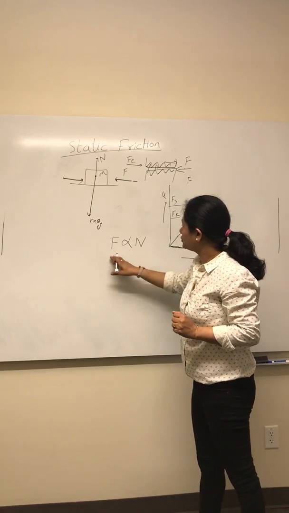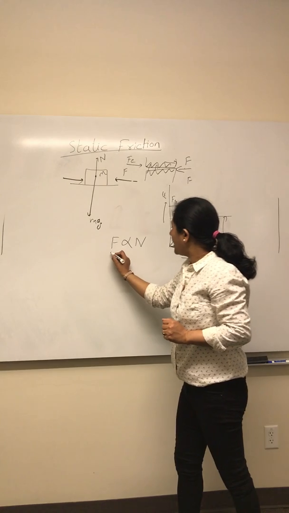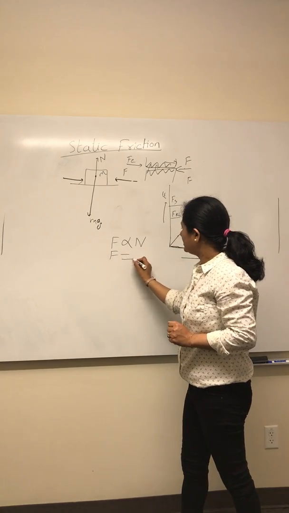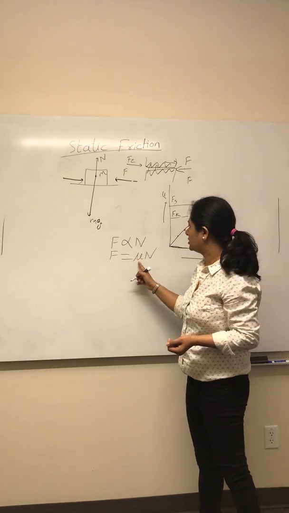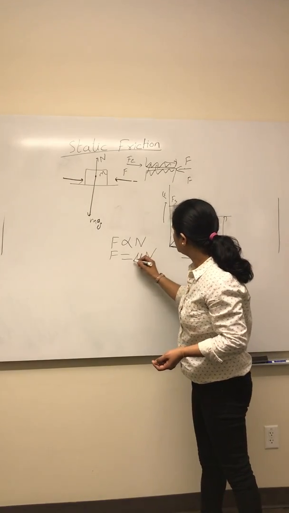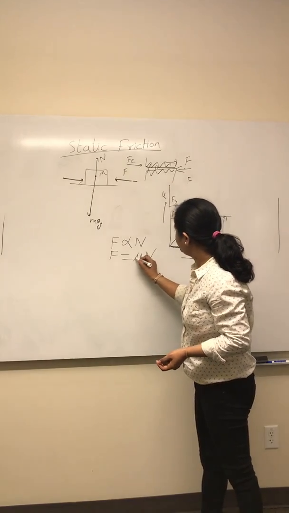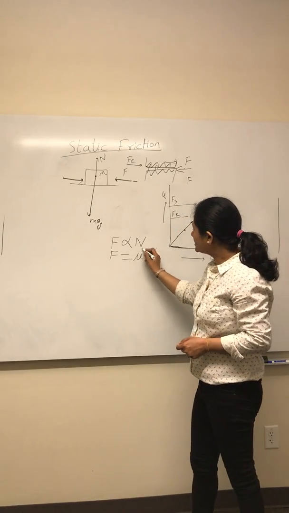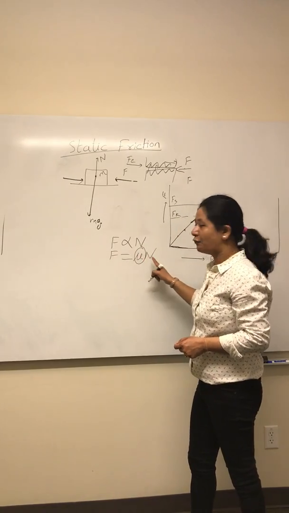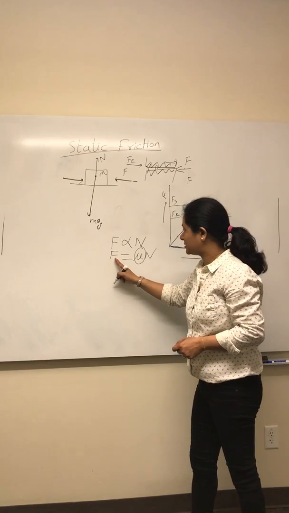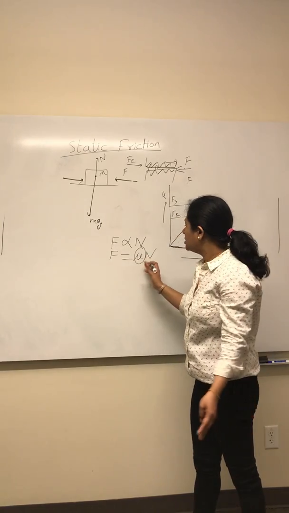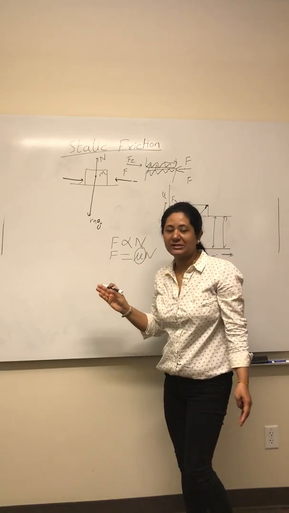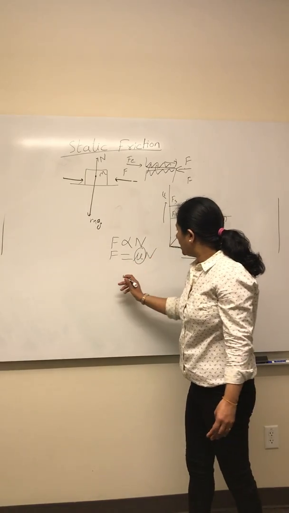So this frictional force depends on the normal reaction, and removing this proportionality sign, there comes a constant mu, where mu is a constant called the coefficient of friction. This mu, being the ratio of two forces, the externally applied force and the normal reaction, which is also a force in newtons. So mu, the coefficient of friction, is a dimensionless quantity.